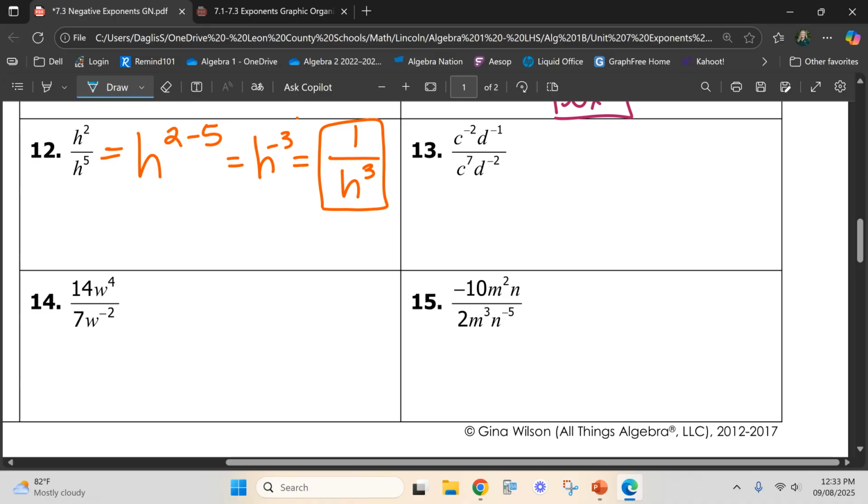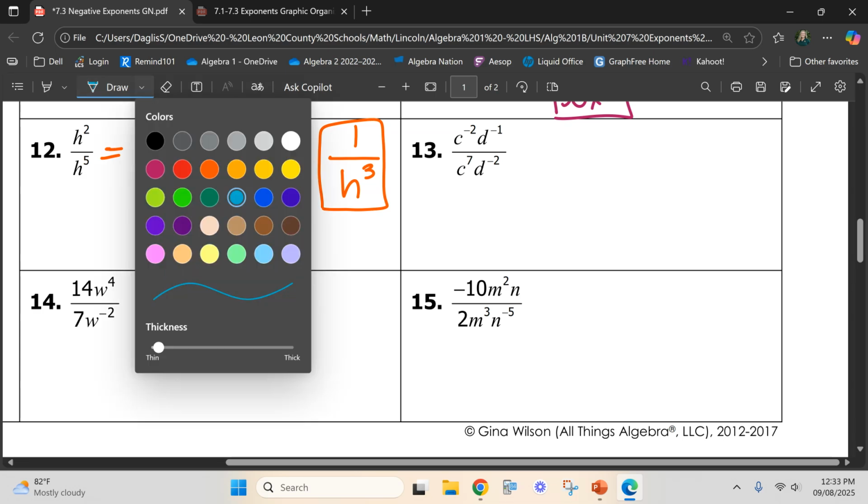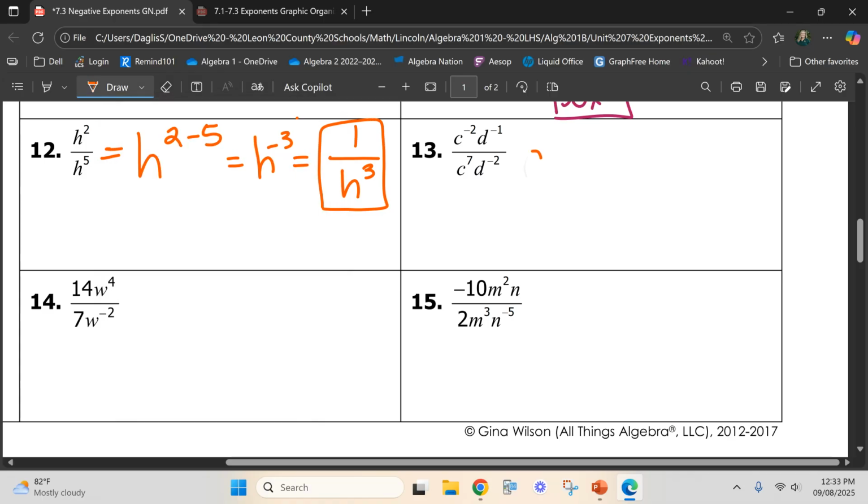I like to keep things the same every single time. I like to keep things consistent. Okay? So if I see division, I think subtraction. So I'm going to keep going with that same mindset. So when I see C^-2 over C^7, I'm going to say, okay, well, that's C to the -2 minus 7, -9. Okay, which gives me -9.